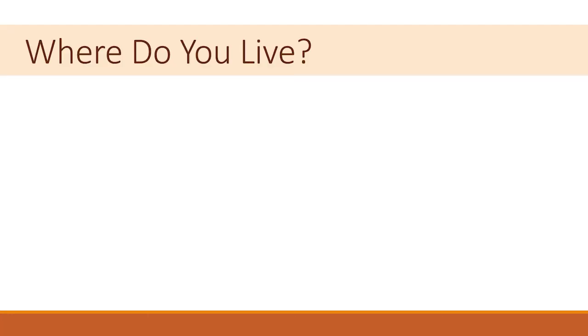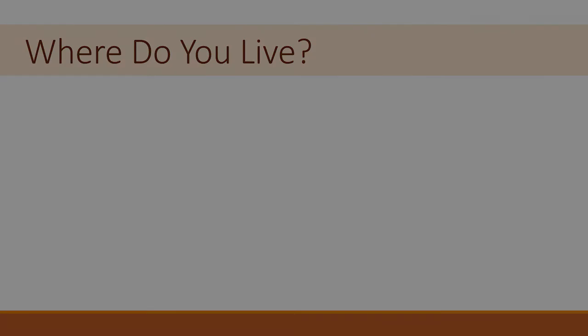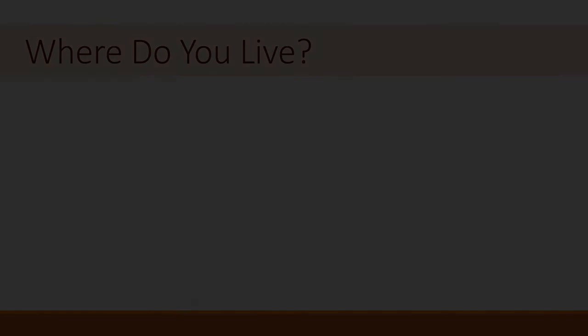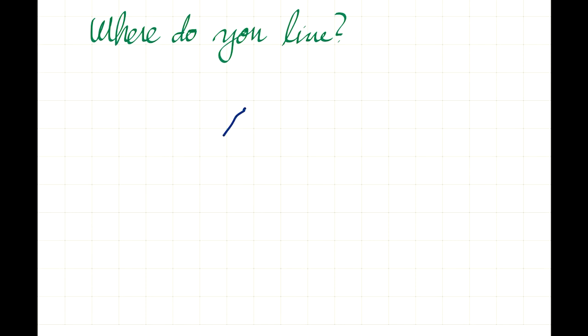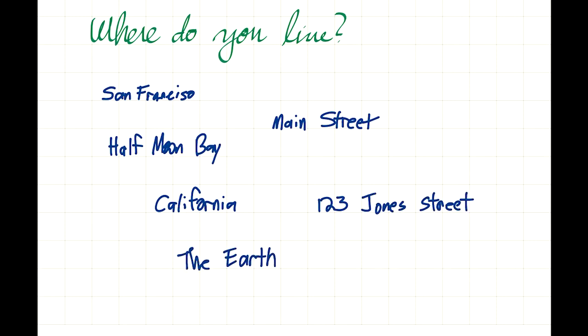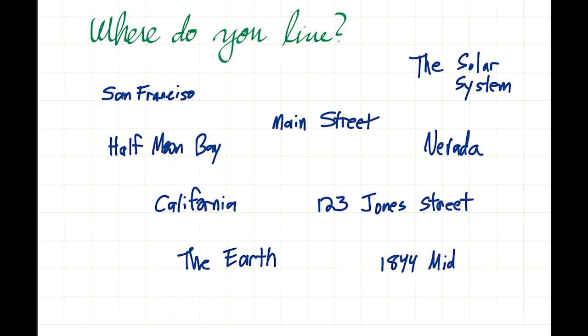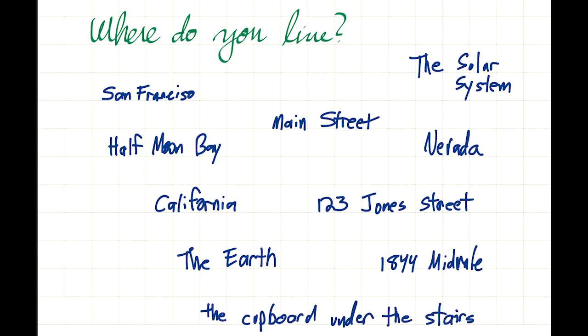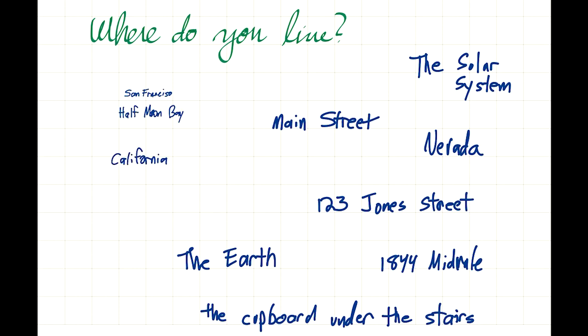Before we start, I want to ask everybody, where do you live? Go ahead, shout it out. Somebody say San Francisco. Somebody said Main Street. I heard Half Moon Bay. Keep shouting. 123 Jones Street, California, the Earth, the solar system, Nevada. Somebody commutes down here from Nevada. 1844 Midvale, the cupboard under the stairs. Well done. All right, let's start organizing these into their levels of organization.